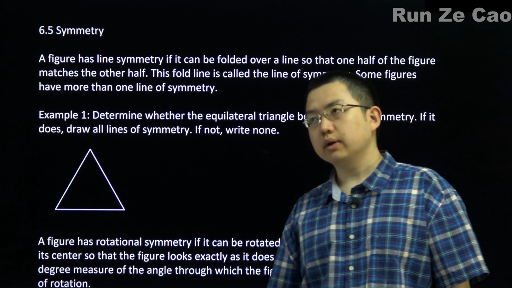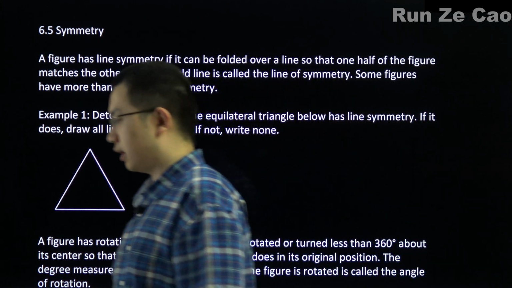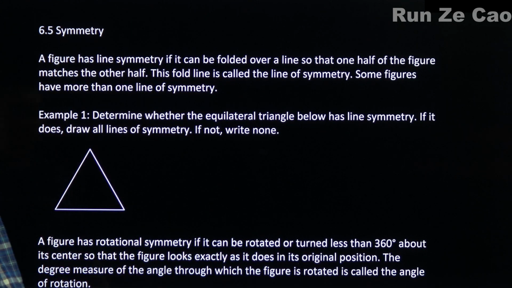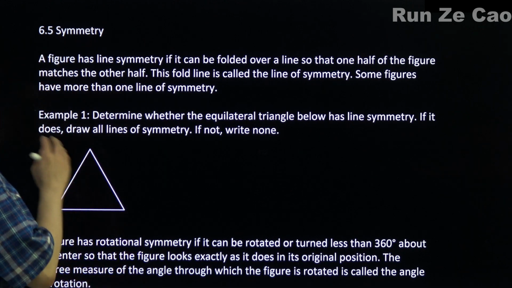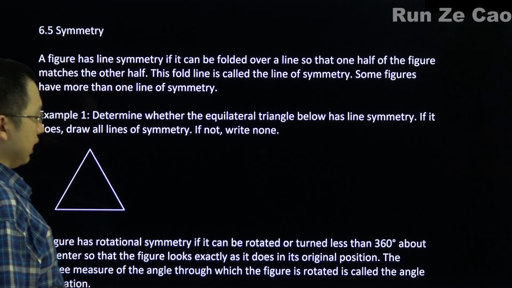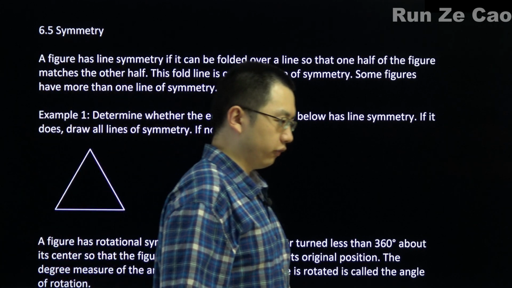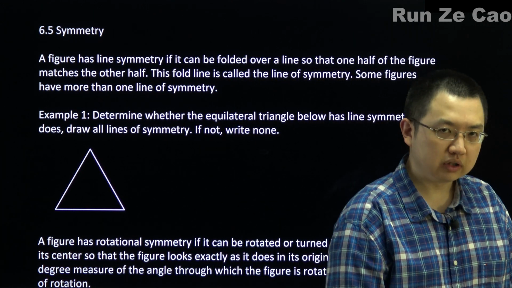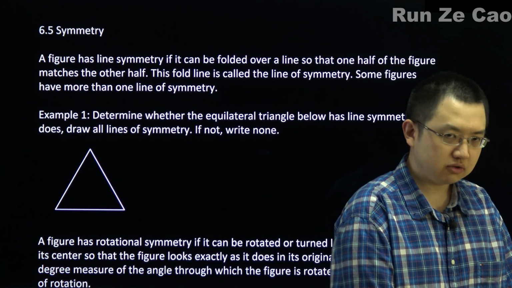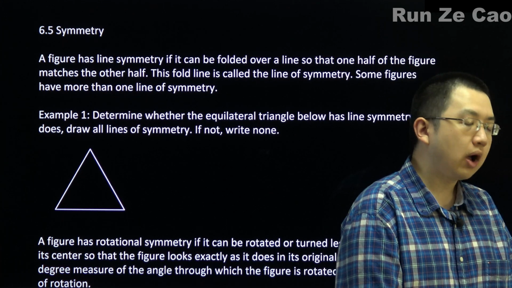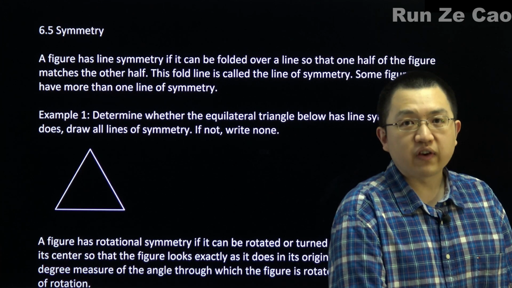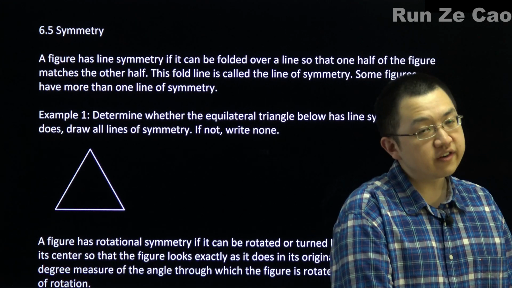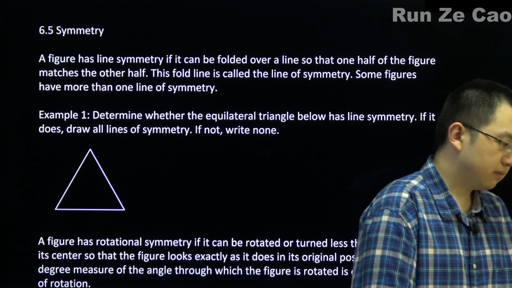In North America, we basically do symmetry as early as we start doing math and any appreciable amount of shapes. A figure has line symmetry if it can be folded over a line so that one half matches the other half. This fold line is called the line of symmetry, and some figures have more than one line of symmetry. Some figures, such as a circle, have infinite lines of symmetry.